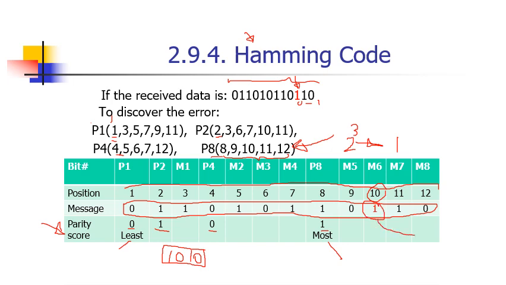You correct it, you flip it. If it's 1, make it a 0. If it's a 0, make it 1. And this is how we detect and correct errors using Hamming code.